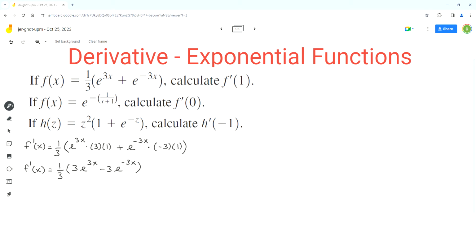So in the next step, we can substitute x equals 1. f prime at 1 equals 1 over 3 and then parentheses. So 3 and then e to the power 3 times 1, minus 3 and then e to the power negative 3 times 1. Now we can simplify this expression. In the first part, in the exponent, 3 times 1 is just 3. So we get 3 e to the power 3 minus 3 e to the power negative 3.